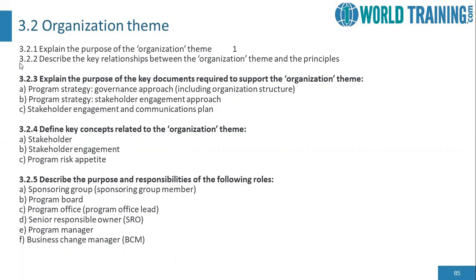We're going to start with the purpose of the organization theme, then look at the connections between this theme and the 7 principles. Then we look at the key documents, which are the governance approach strategy document of the program, the stakeholder engagement approach strategy document for the program, and the stakeholder engagement and communications plan document. And there are some other key concepts in this theme, such as stakeholder engagement, and the program risk appetite.